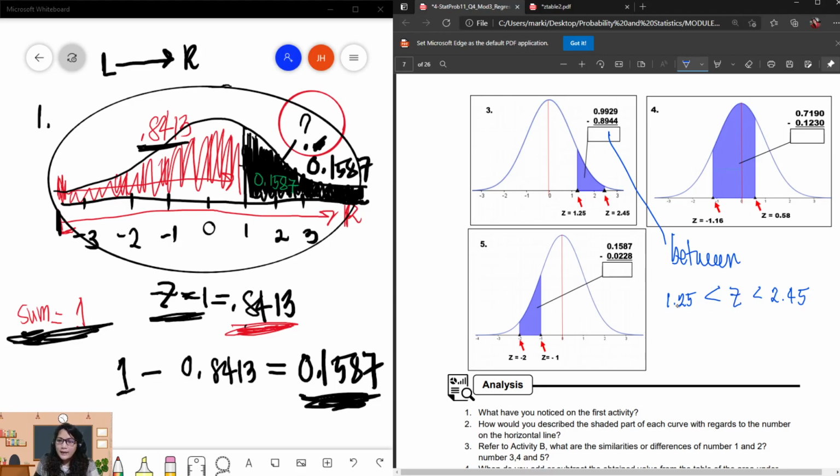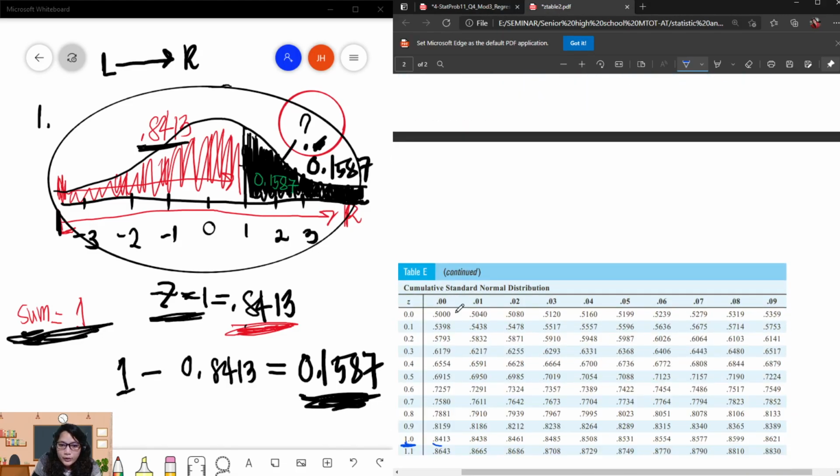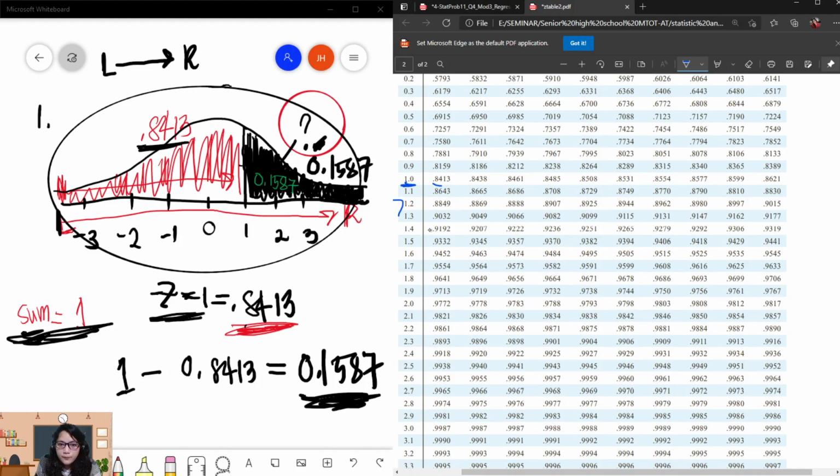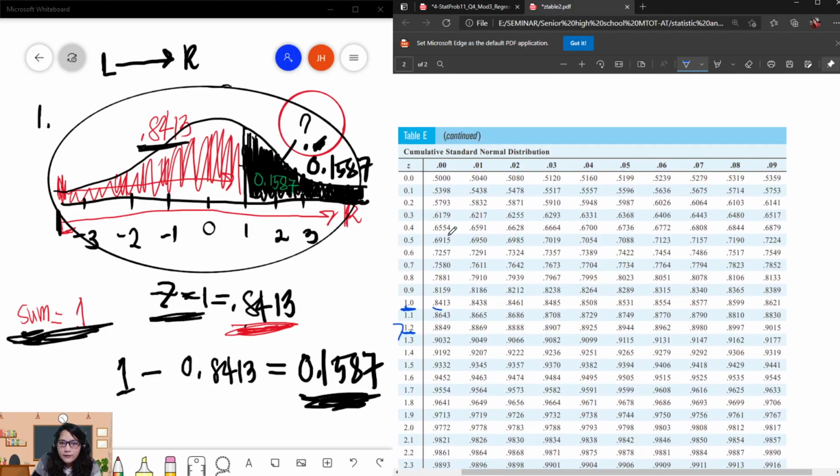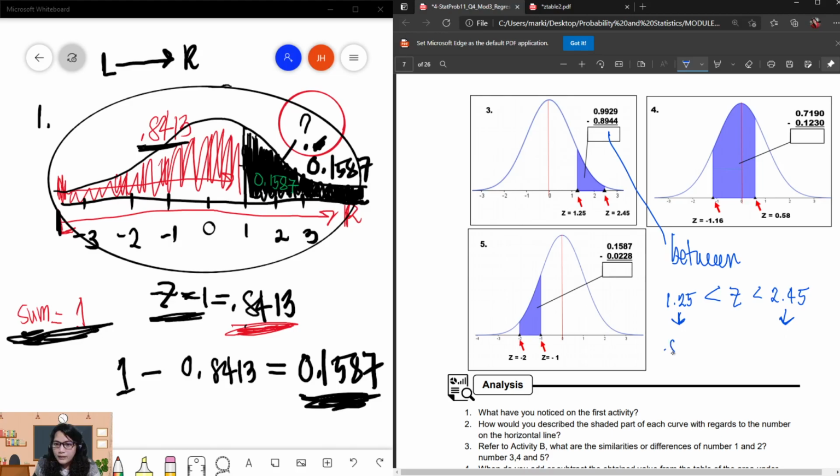That is between. So we need to look for the area of this one and also the area of this one. Between means we have limitations. So look for positive 1.25 in your z table. 1.2 here, and then 5. Please do not write on this, you only have one copy. So you have the value 0.8944. That's how you get this value.